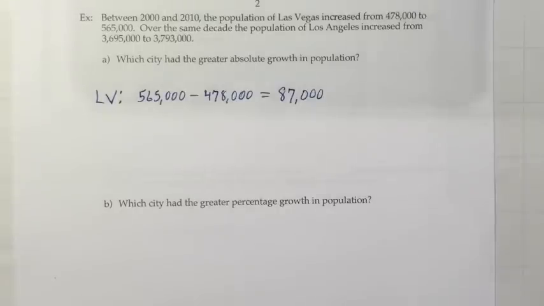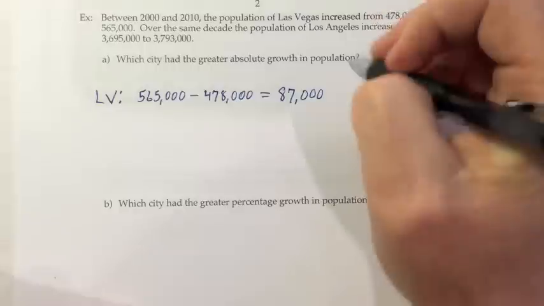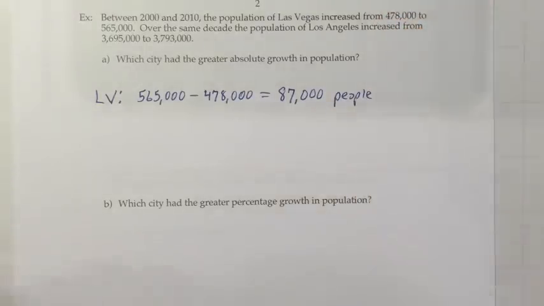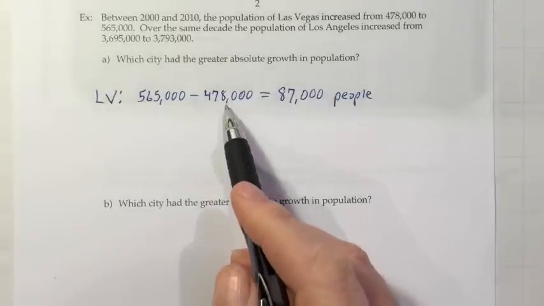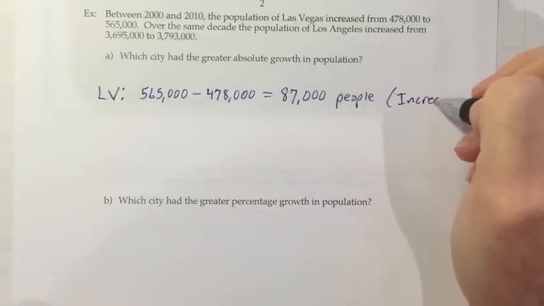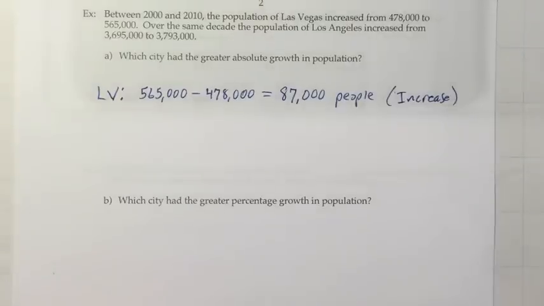And it's good to think about what the units are. This was people, that's people. We're subtracting, so it'd be 87,000 people. And because the older value was smaller, this was an increase of 87,000 people. So the population of Las Vegas over this 10-year period grew by 87,000 people.